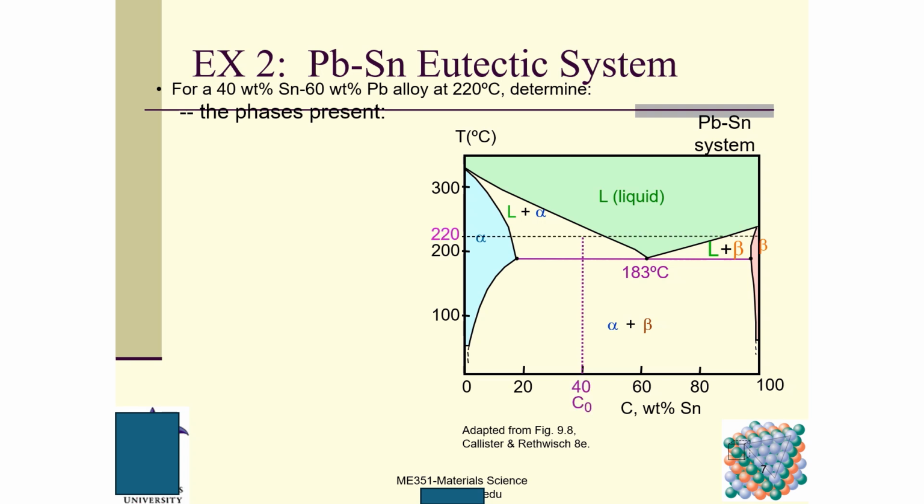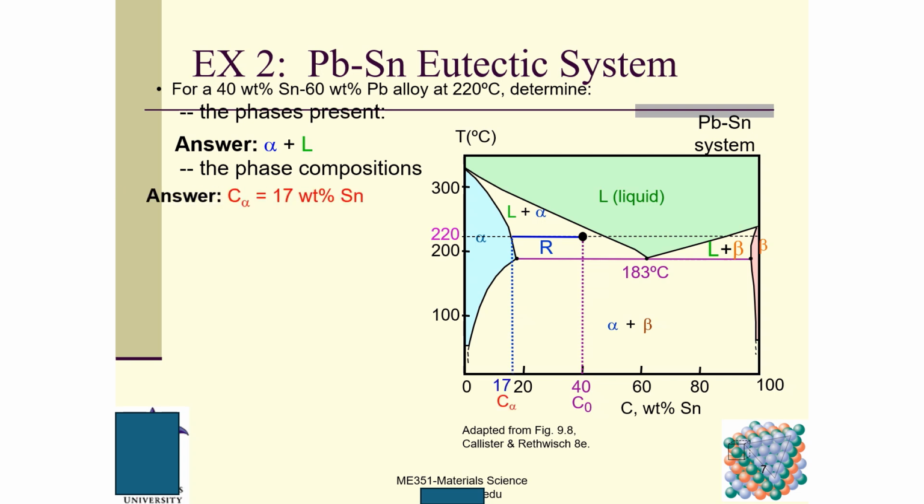Now this point is located in this area, which includes both the liquid phase and the alpha phase. So the phases present are two phases, just as I said: liquid phase and solid alpha phase. For the phase compositions, just draw a tie line. This tie line intersects the solidus curve and the liquidus curve at these two given points respectively.